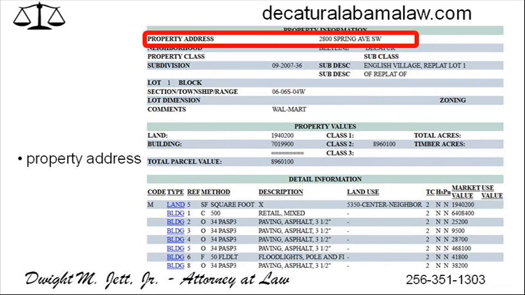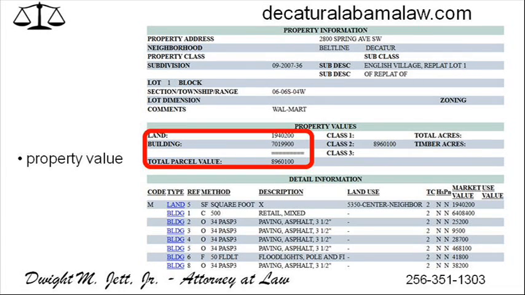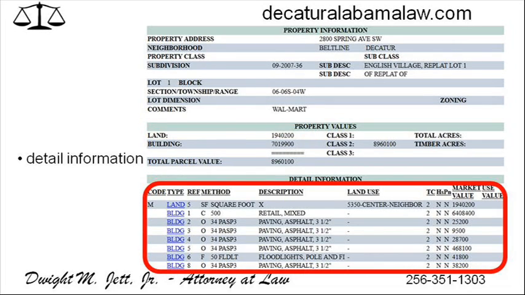On the bottom half, we see the property address, the subdivision, the land and building value. This total parcel value is another one of the things we were looking for. And last, you see the detail information. On your home, you may only see an entry for land and building.